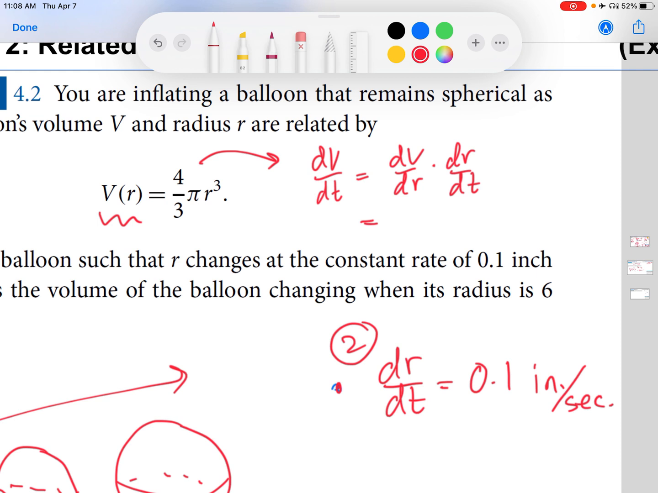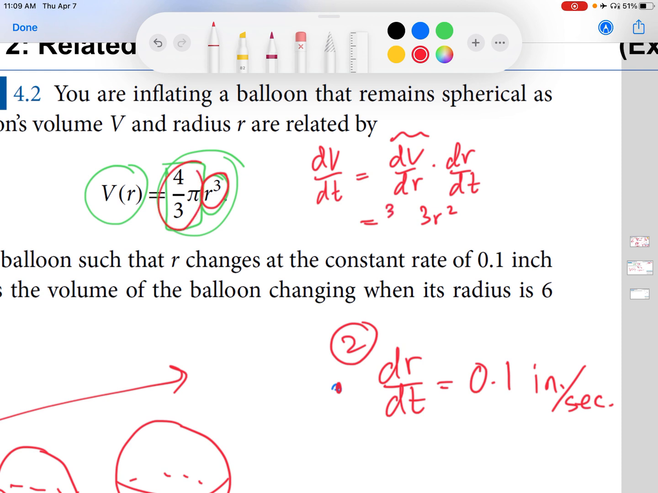Great. dV/dr is something that I can find from the formula I'm given, right? r here is being cubed and it's being multiplied by 4/3 pi. So V is basically a multiple of a power function, r cubed. So I'm going to use the power rule to differentiate it. The derivative of r cubed is 3r squared, and then 4/3 pi goes along for the ride as a multiple. So 4 pi over 3 times 3r squared. That is dV/dr. And then I multiply it by dr/dt.